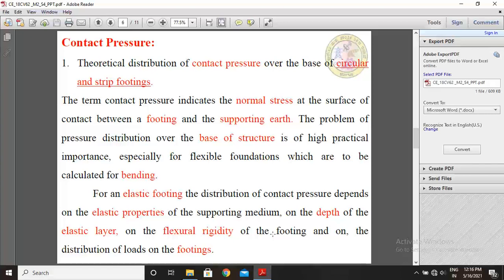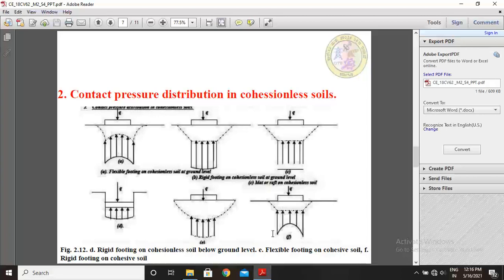For an elastic footing, the distribution of contact pressure depends on the elastic properties of the supporting medium, on the depth of the elastic layer, on the flexural rigidity of the footing, and on the distribution of loads on the footing. So these are the factors of contact pressure. See from this diagram how contact pressures are developed.